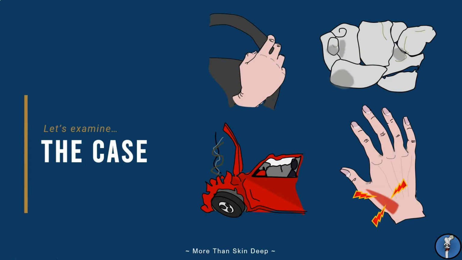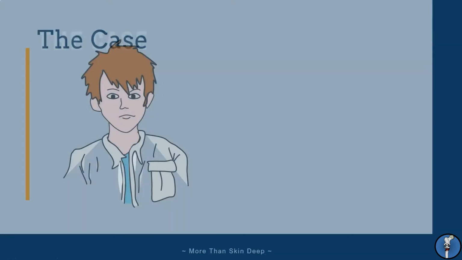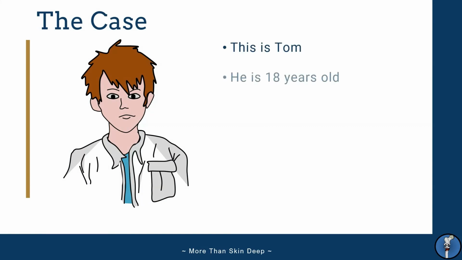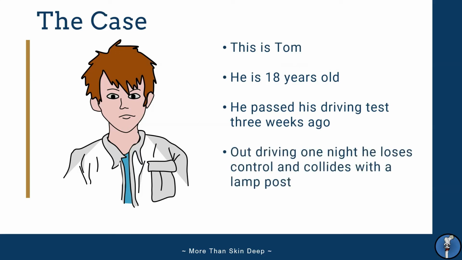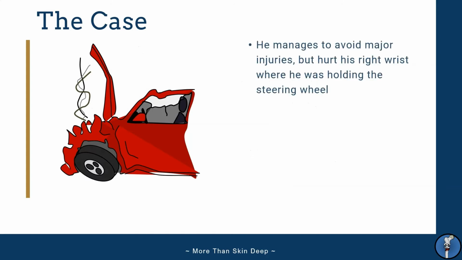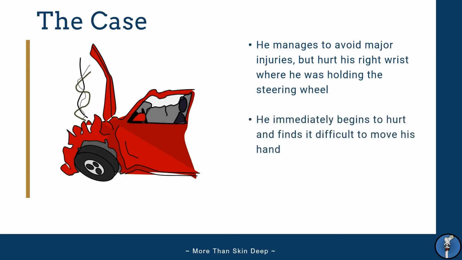Let's start by looking at a clinical scenario. This is Tom. He's 18 years old, and he passed his driving test 3 weeks ago. Unfortunately, one night he's out driving, he loses control of his vehicle and he collides with a lamppost. He manages to avoid major injuries, but he's hurt his right wrist, where he was holding the steering wheel, which immediately begins to hurt, and he finds it difficult to move his hand. Pain in particular is worse over his anatomical snuff box.